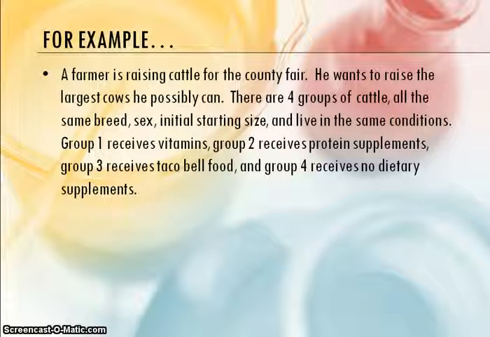Now here's an example. A farmer's raising cattle for the county fair, and wants to raise the largest cows he possibly can. There are 4 groups of cattle, all the same sex, individual starting size, and breed. They live in the same conditions. Group 1 gets vitamins, Group 2 gets protein, Group 3 gets Taco Bell food, and Group 4 receives no dietary supplement.